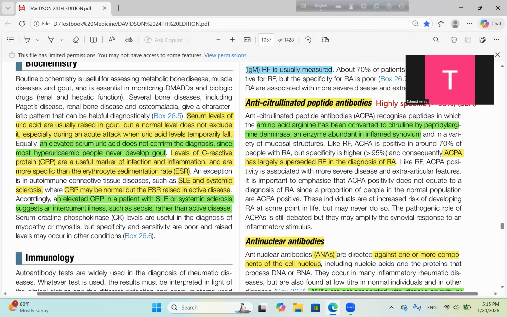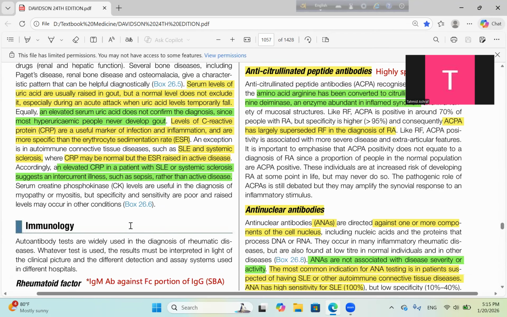Accordingly, an elevated CRP in a patient with SLE or systemic sclerosis suggests an intercurrent illness such as sepsis rather than the active disease. So we just learned that in active SLE and active systemic sclerosis, ESR is raised but CRP is normal. But if in these patients we find that the CRP is also raised, it indicates that it is not due to the active disease. It is rather due to an infection, an intercurrent illness such as sepsis.